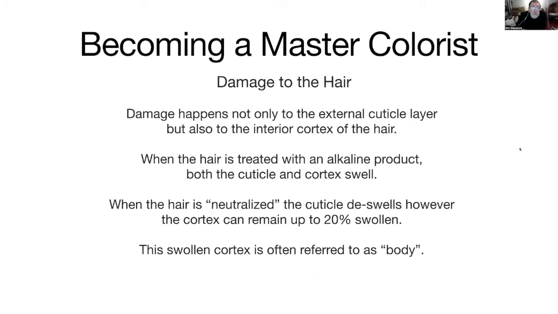Oh, here, I said this earlier. Damage happens not only to the external cuticle layer, but also to the internal cortex of the hair. When hair is treated with an alkaline product, both the cuticle and the cortex swell. Read that sentence again. When the hair is treated with an alkaline product, both the cuticle and the cortex swell. But when the hair is neutralized, either using a neutralizing shampoo or you shampoo the hair and you bring the pH down with a conditioner, the cuticle deswells. However, the cortex can remain up to 20% swollen.